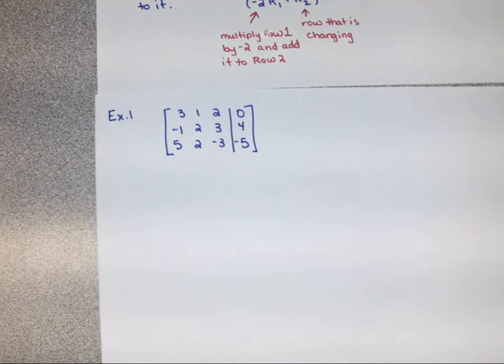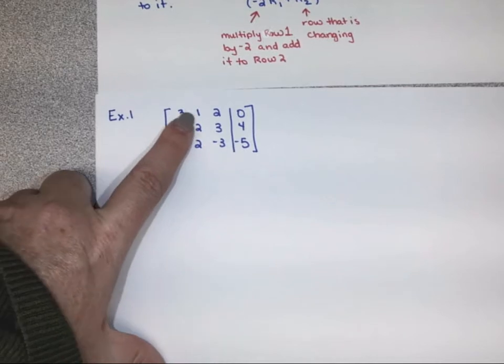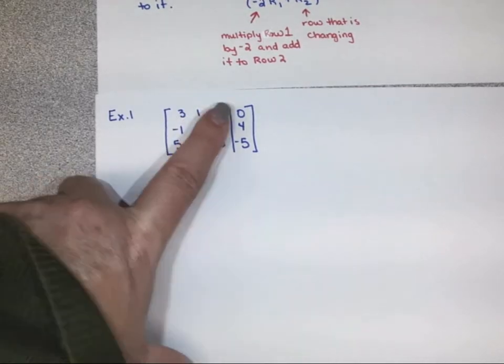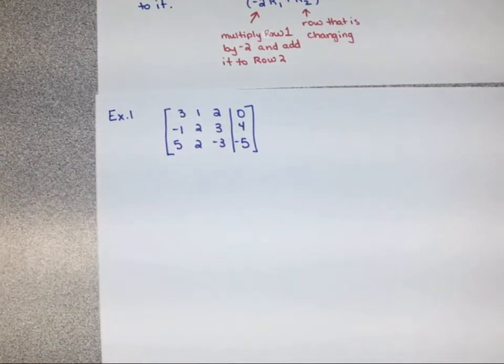So let's say you start off with this matrix. First you just want to copy it down. Now remember, if I asked you to, you should be able to write what equations these stand for, right? Like this first row stands for 3x plus y plus 2z equals 0, and so on and so forth.